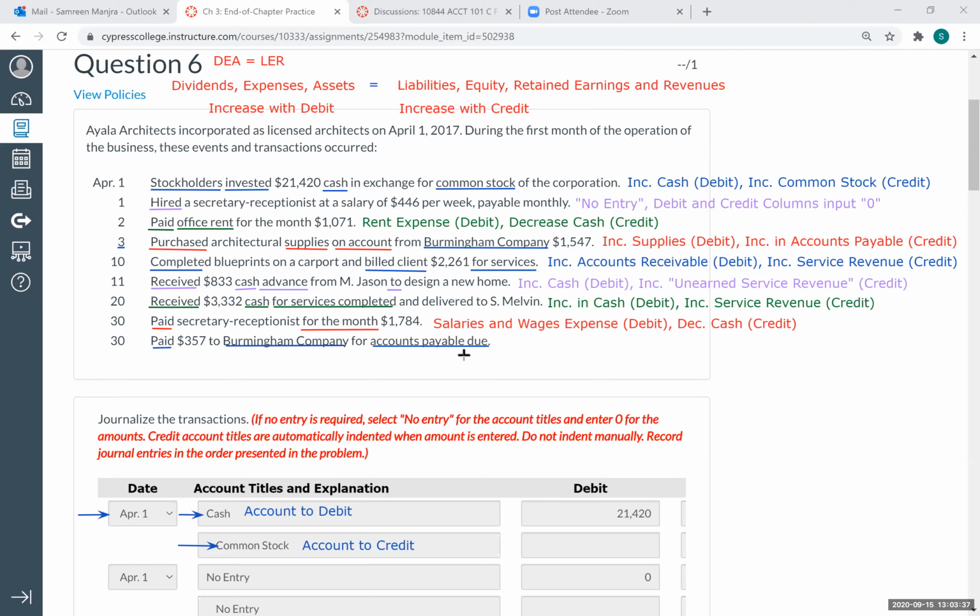So for our journal entry, anytime I see the word paid, I know there is a reduction in cash. So I'm going to decrease cash with a credit. And the reason for the decrease in cash is that I am reducing my accounts payable liability when I pay it off. So when I'm reducing my liability, that will be noted as a debit.